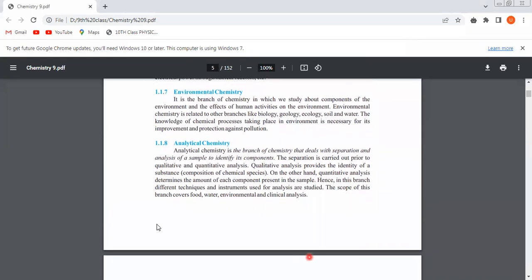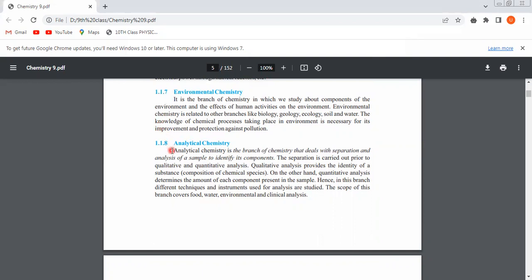Environmental chemistry. It is the branch of chemistry in which we study about components of the environment and the effect of human activities on the environment. Environmental chemistry is related to other branches like biology, geology, ecology, soil, and water. The knowledge of chemical processes taking place in the environment is necessary for its improvement and protection against pollution.